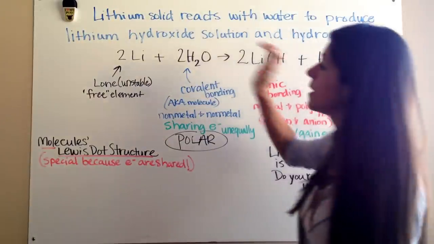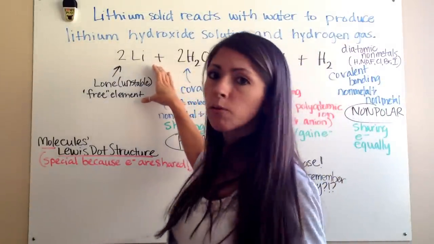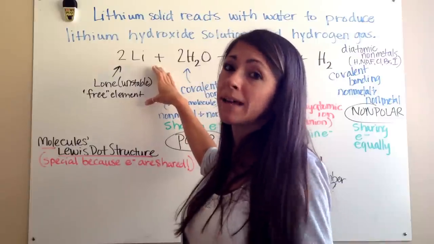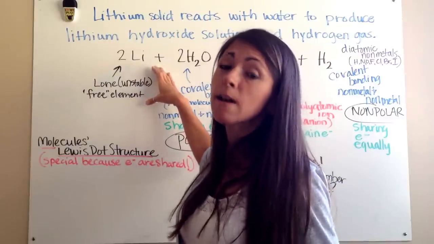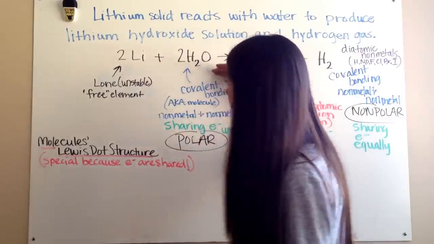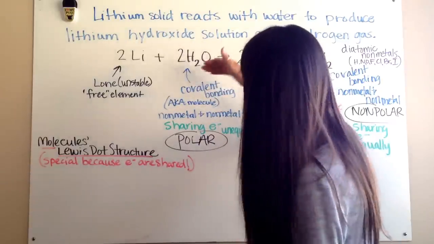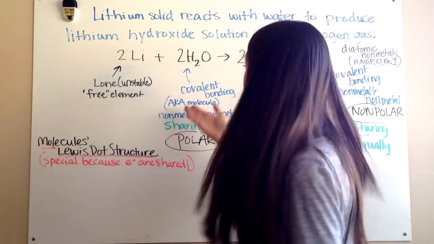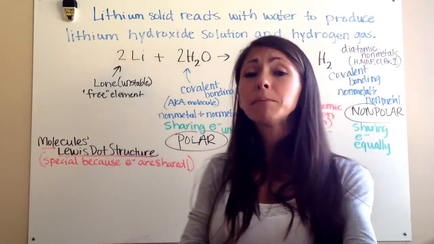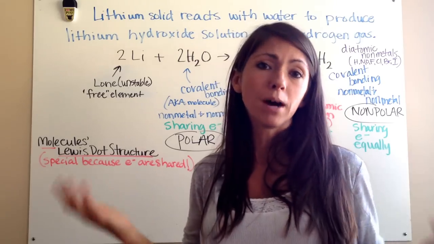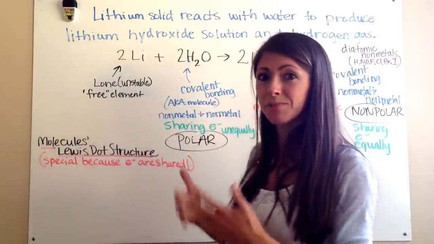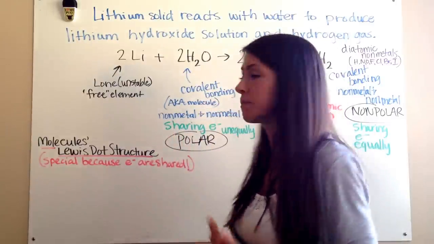Now, this lithium is what we call a lone free element. It's unstable, okay? There's only some elements that can actually be by themselves and be stable, the noble gases in particular. Now, water, H2O, is covalently bonded. How do we know? It's a nonmetal and a nonmetal. Now, covalent bonded compounds are typically called molecules, so we call this a molecule of water. They are sharing electrons. That's the definition of a covalent bond, basically.